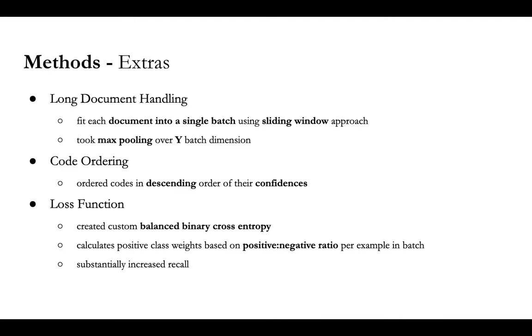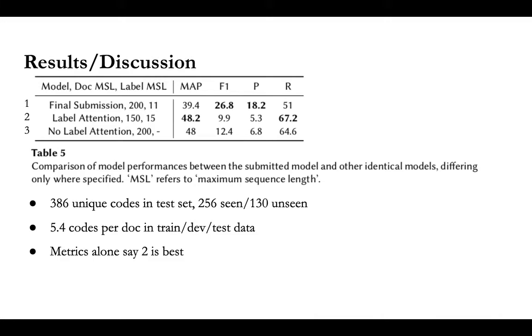Additionally, we developed a custom loss function, which we call a balanced binary cross-entropy loss function, and this essentially just calculates positive class weights based on the positive to negative ratio per example in a batch, and this substantially increased our model's recall. And now finally, we will discuss our results.